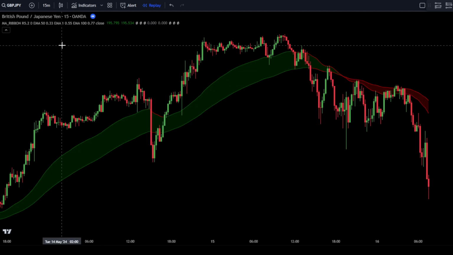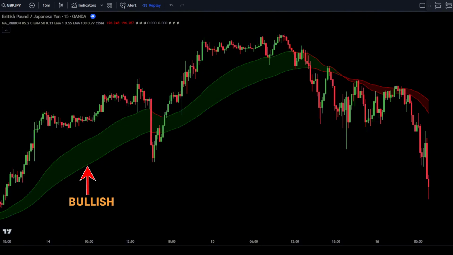This MA ribbon indicator will be used as a trend guide in the market. If the MA ribbon indicator turns green, it is a sign of a bullish trend. In this situation, your main focus is to find the best point to place a buy order. On the other hand, if the MA ribbon indicator turns red, it is a sign of a bearish trend. In this situation, your main focus is to find the best point to place a sell order.